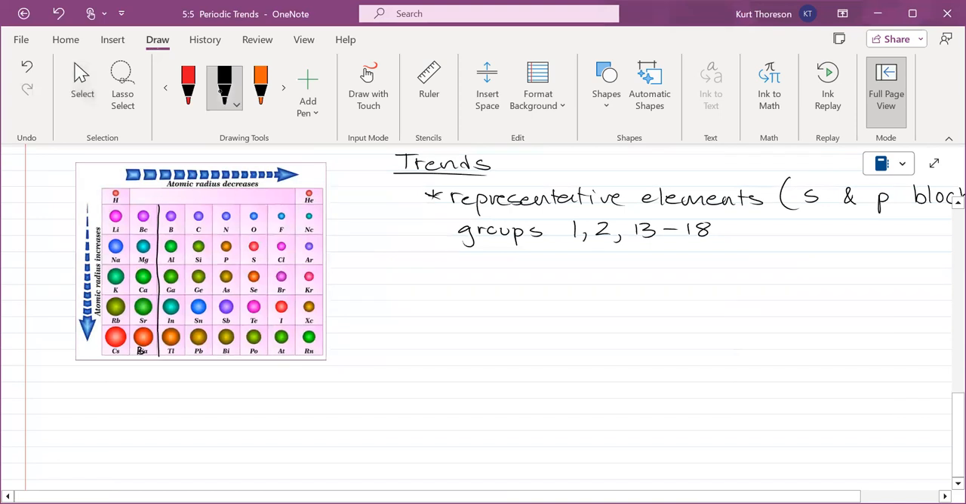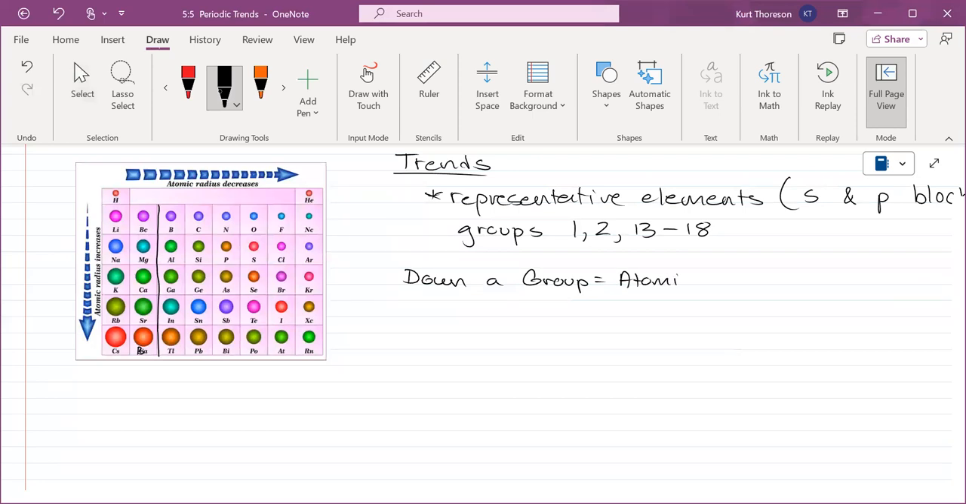And the trend that we notice is when you go down a group, atomic radius increases. And I want to tell you why before I give you the other trend. This is going to be really important. Again, you're getting lessons within these lessons here. And these lessons within the lessons I'm teaching you will be very handy for the rest of the year.